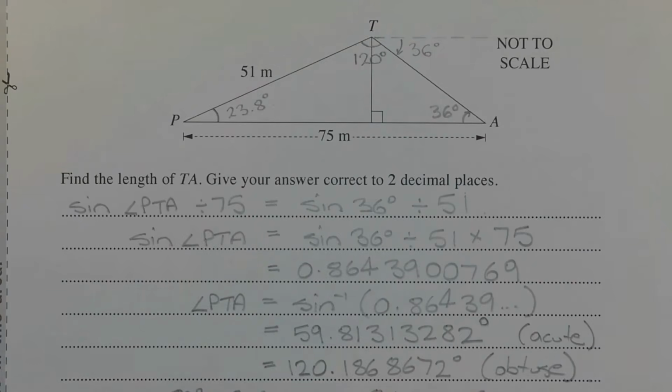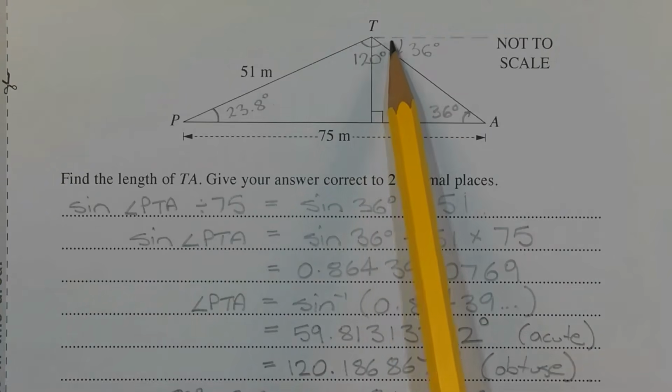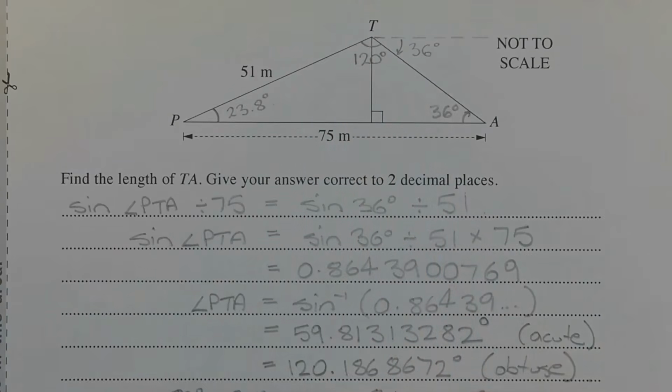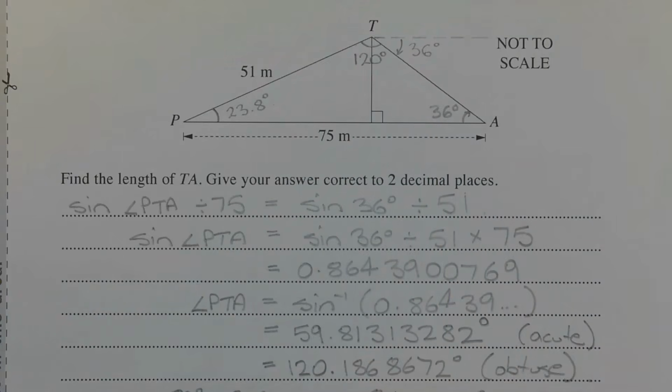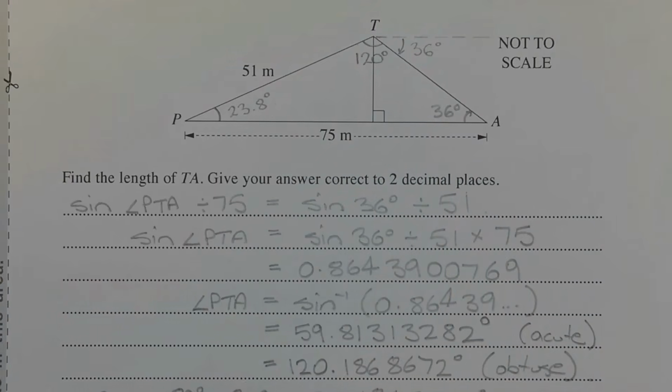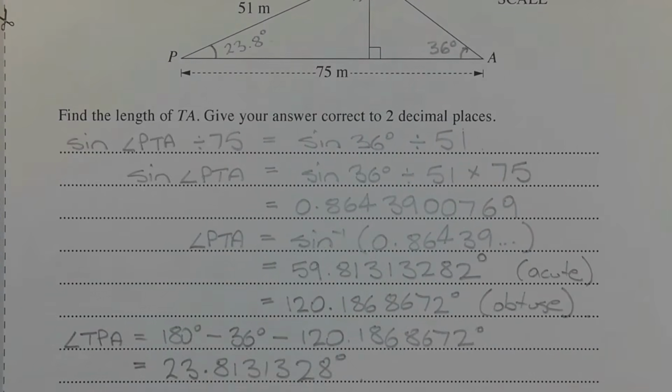Recall that the angle sum of a triangle is 180 degrees. So we just found angle PTA, which is the obtuse angle, which is just over 120 degrees. We know this angle here, which is 36 degrees, which means we can work out angle TPA by subtracting 120 degrees and 36 degrees from 180 degrees. So angle TPA is equal to 180 degrees minus 36 degrees minus 120.1868672 degrees, and that equals 23.8131328 degrees.